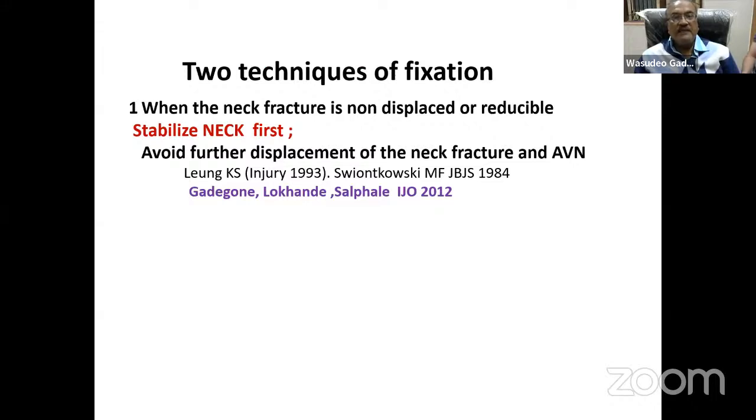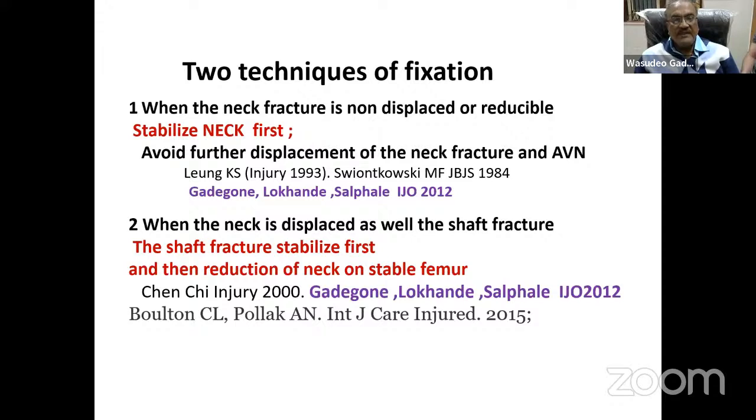When the neck fracture is non-displaced or reducible, stabilize the neck first. Avoid further displacement of the neck fracture and AVN. When the neck is displaced as well as the shaft fracture, stabilize the shaft first and then reduce the neck on a stable femur. So that is the dictum.